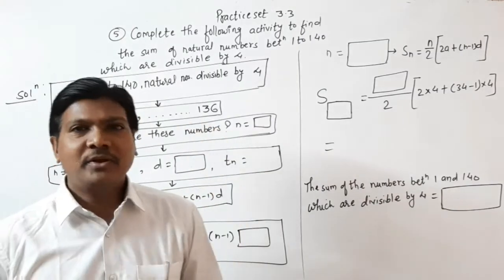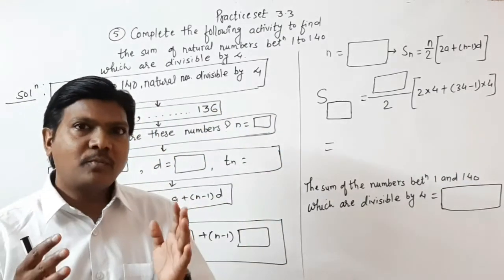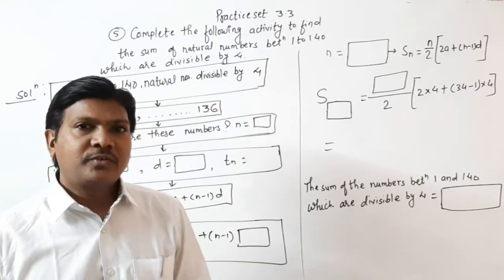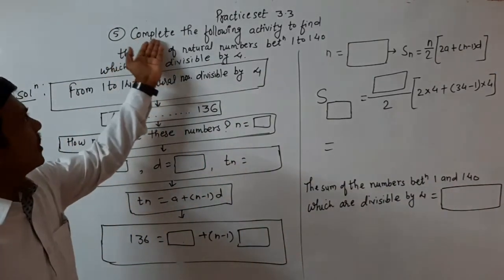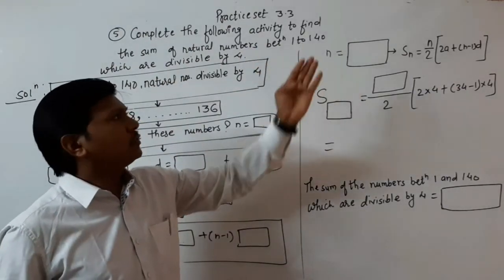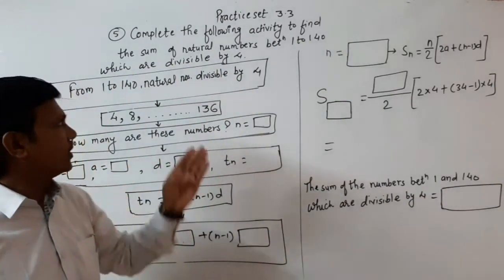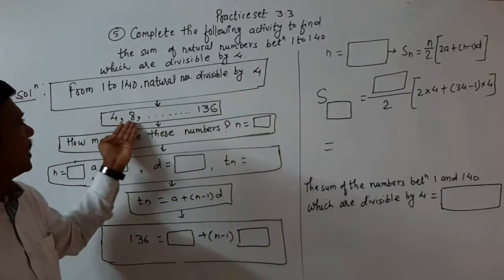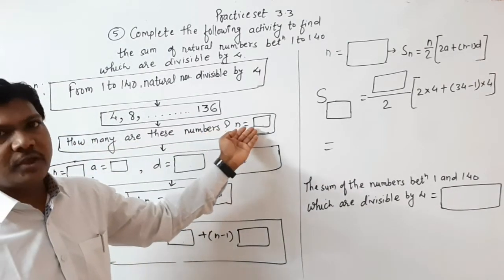Let's see the next example, and this example is activity based, which means according to the question some information is given. An activity based question is for 3 marks in the exam. So see what is given, what the example is and what is to be found. Here the question is, complete the following activity to find the sum of natural numbers between 1 and 140 which are divisible by 4. So here the information given is natural numbers from 1 to 140 divisible by 4, that is 4, 8 and the last term, that is 136.